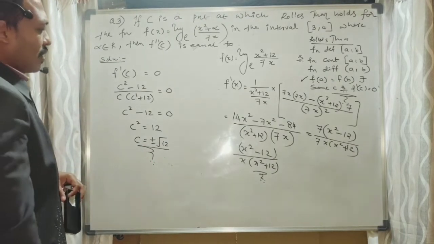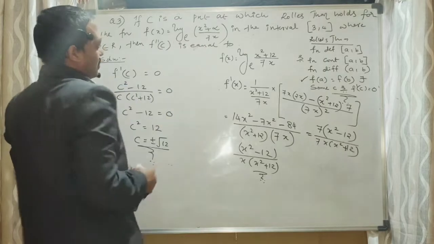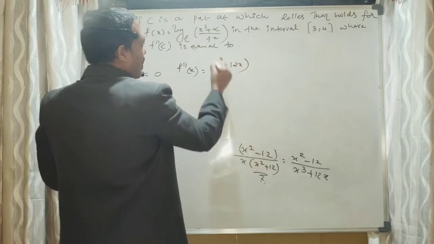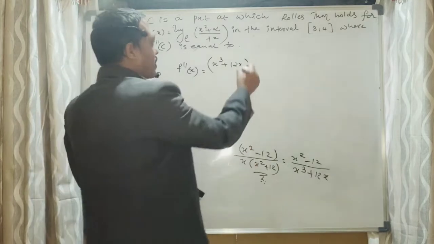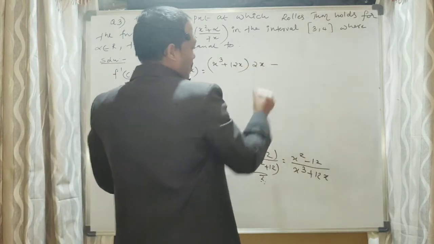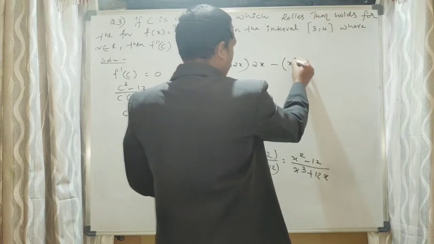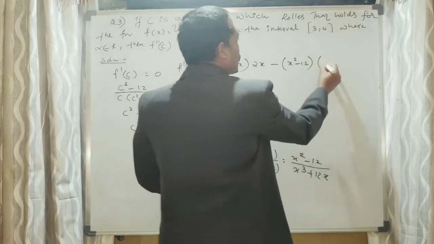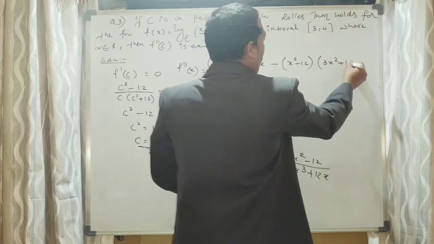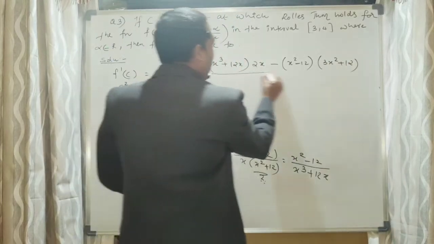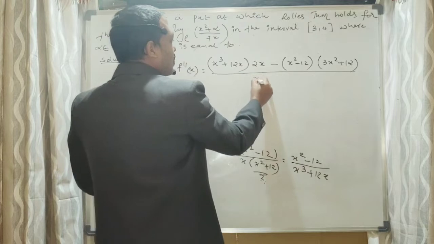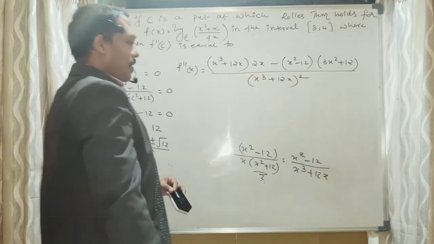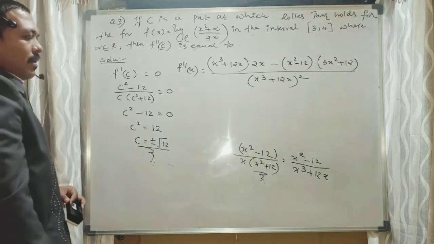Then we have to calculate f double dash x. Denominator into derivative of numerator, which is 2x, minus numerator into derivative of denominator, which is 3x square plus 12, whole divided by denominator square.